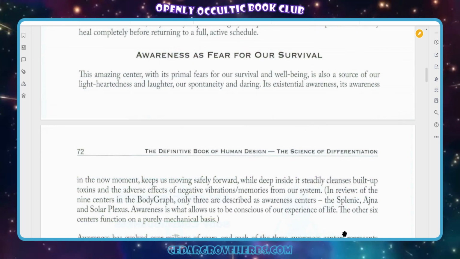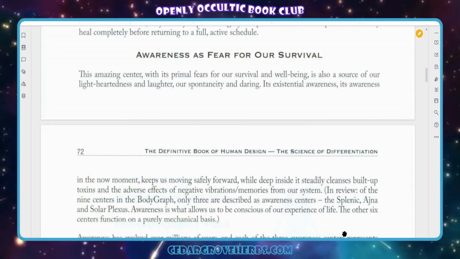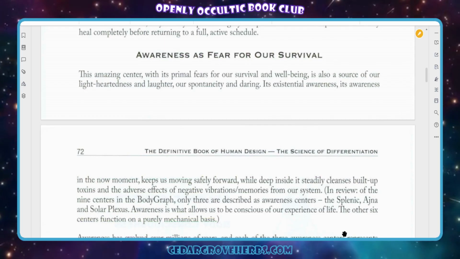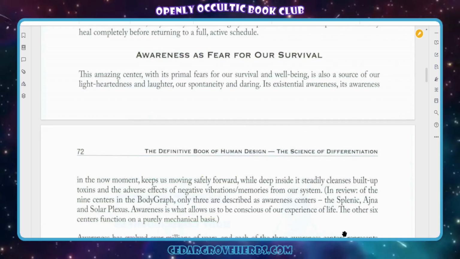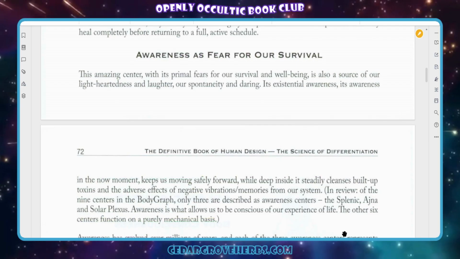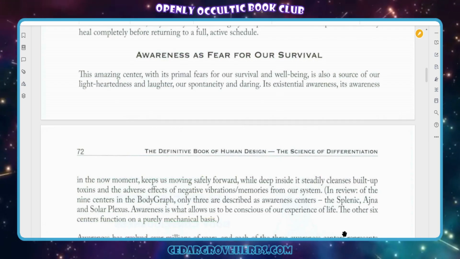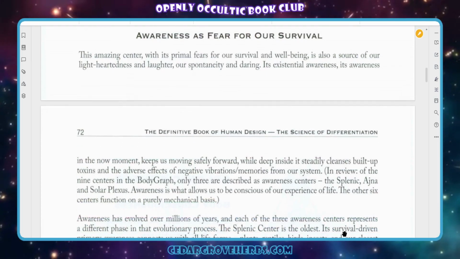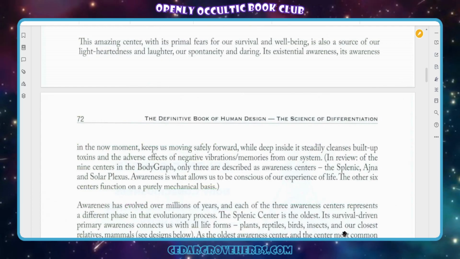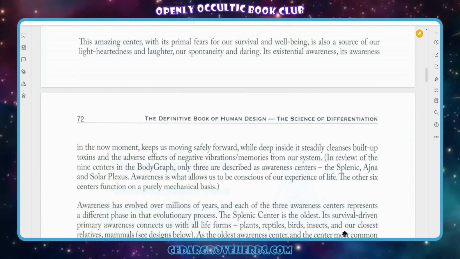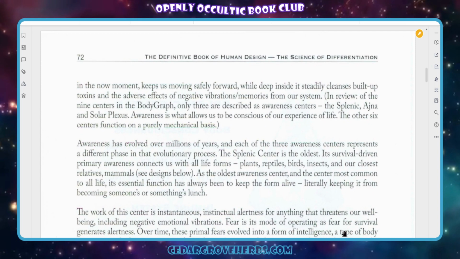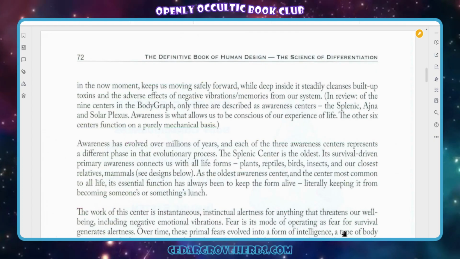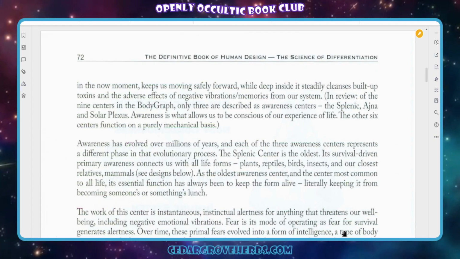Okay. Awareness as fear for our survival. This amazing center, this splenic center, with its primal fears for our survival and well-being, is also a source of our lightheartedness and laughter, our spontaneity and daring. Its existential awareness, its awareness in the now moment, keeps us moving safely forward, while deep inside it steadily cleanses built up toxins and the adverse effects of negative vibrations and memories from our system.